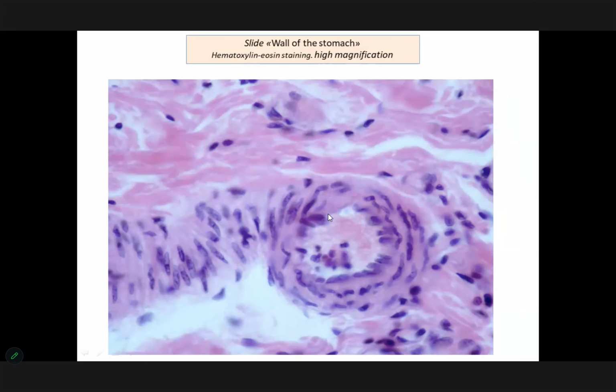The artery, and here the section plane is transversely. This is the cross section of the artery, and here is the same artery but sectioned through its tunica media. So this is why we can see here circularly located smooth muscle cells.